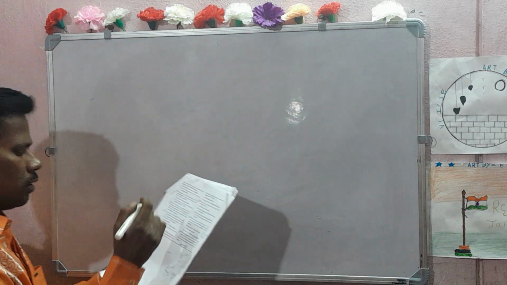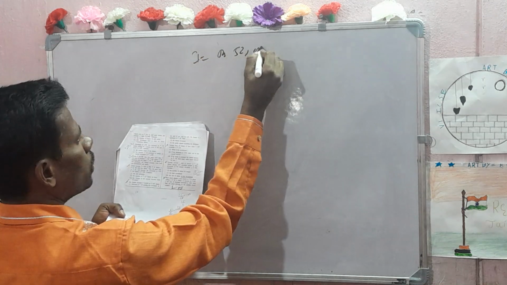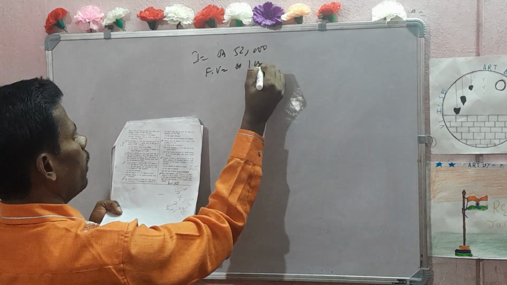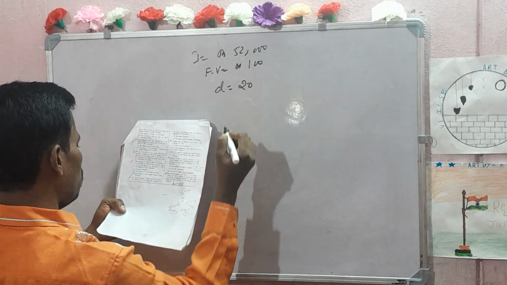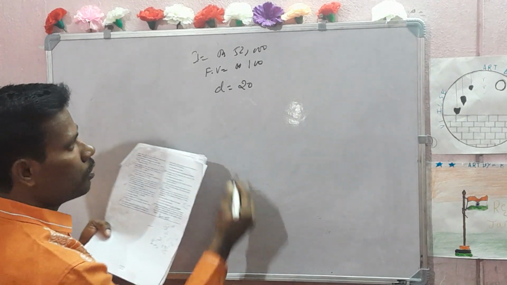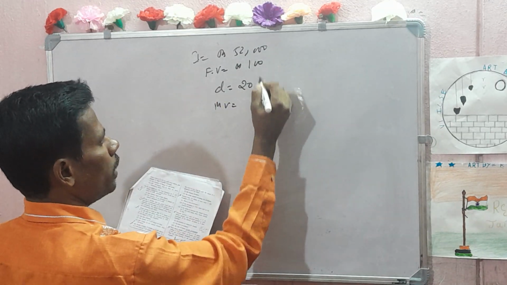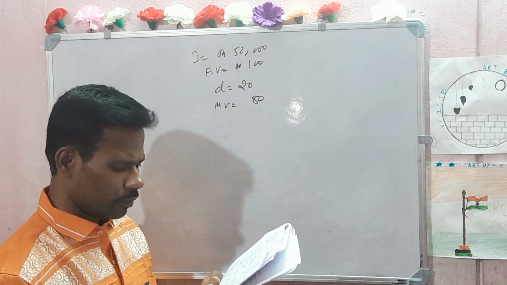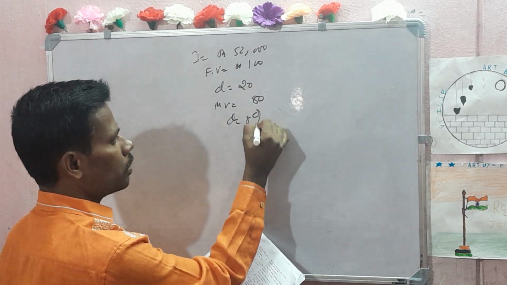Very simple. Just write down the given conditions. Investment is equal to rupees 52,000. Face value is 100. They use the word discount, a discount of rupees 20. So market value is less than the face value, that is 80. Market value is 80. Dividend is 8%.